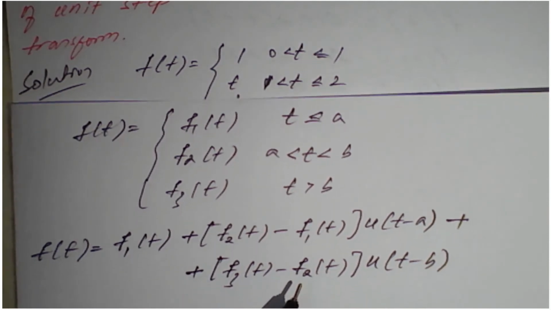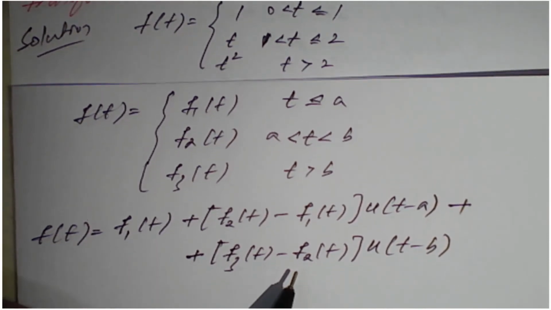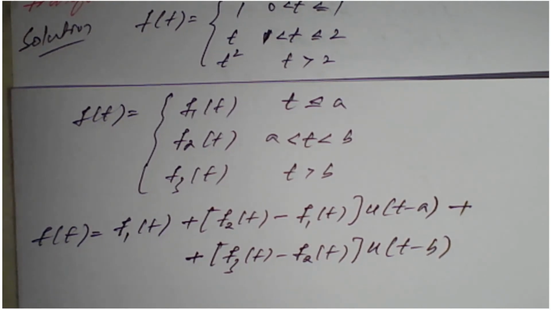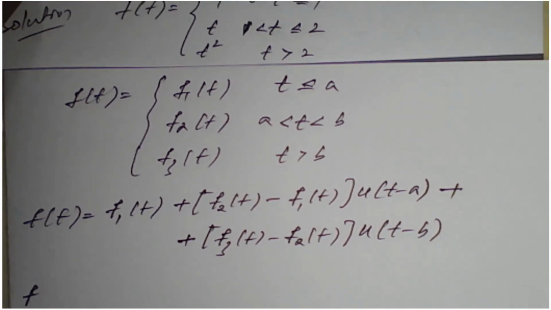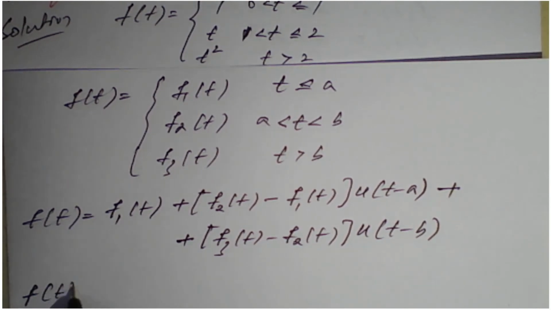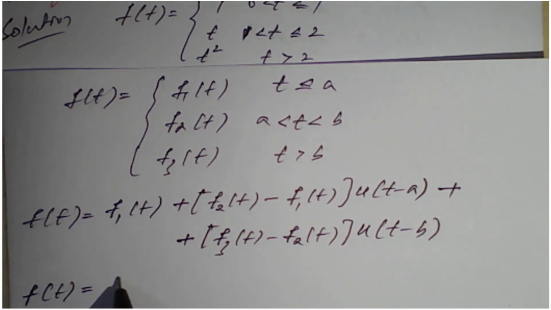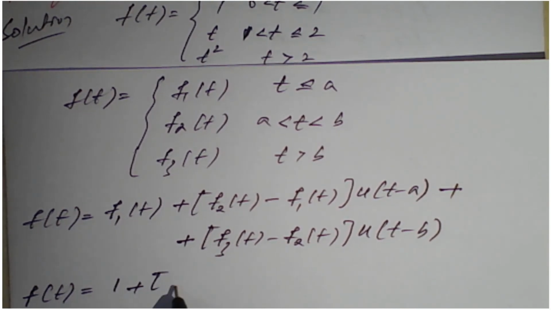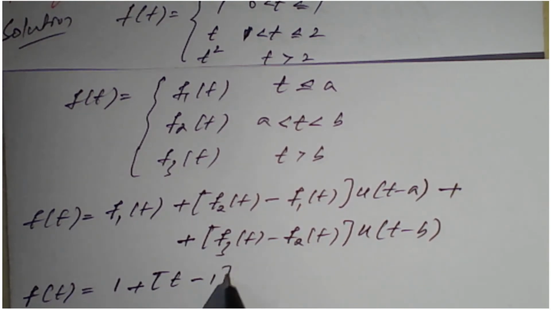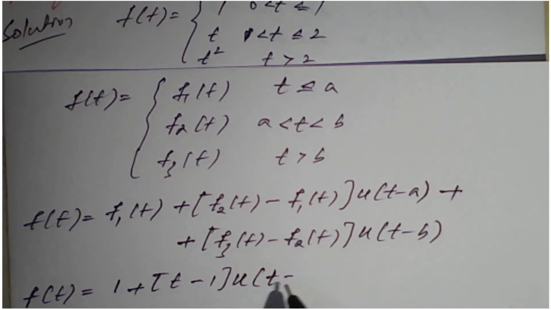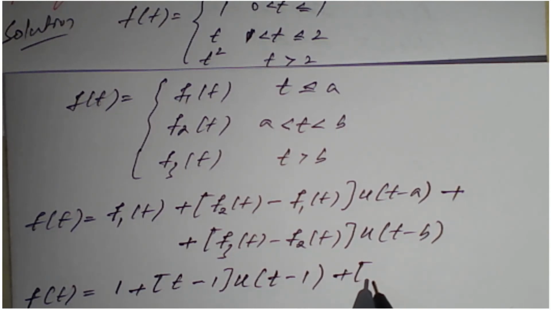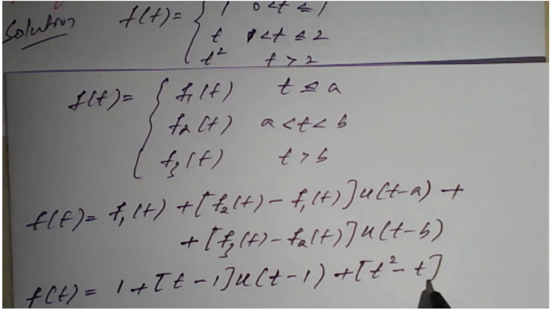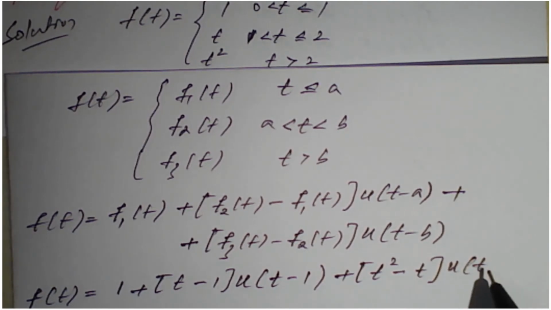Therefore our required result will become: f of t is f1, which is 1, plus in brackets f2 minus f1, so t minus 1, into u of t minus a, where a is 1, plus f3 minus f2, so t square minus t, into u of t minus b, where b is 2.